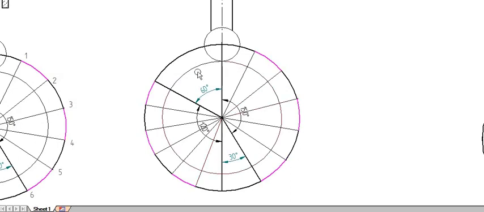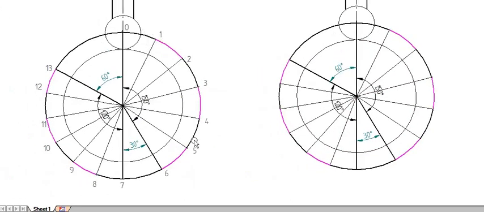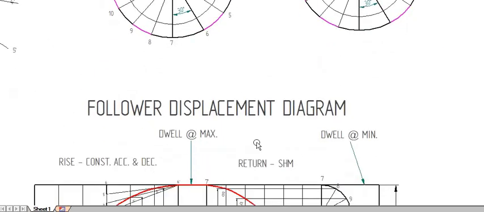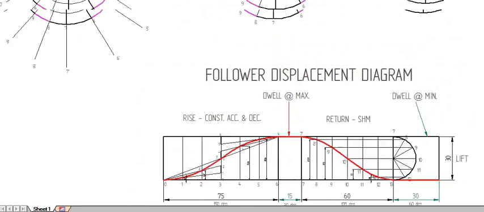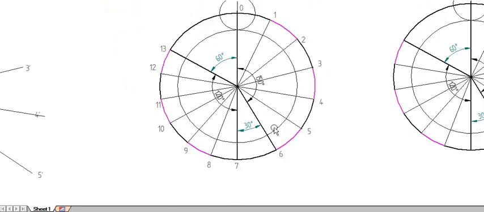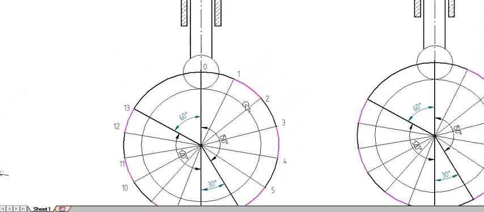After that, number it 0, 1, 2, 3, 4, 5, 6, 7 up to 30. Make sure the numbering is correct based on the follower diagram. Here 150 degree ends at 6, 120 degree starts at 7 and ends at 30. We can check that. 150 degree ends at 6, 120 degree starts at 7 and ends at 30.